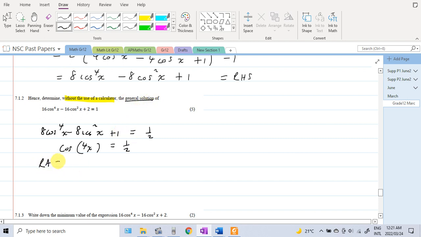Remember cos of 60 is half. So what is your reference angle? So where is cos positive? In the cos diagram, cos is positive in the first quadrant and in the fourth quadrant.